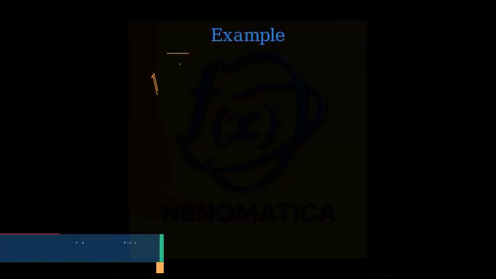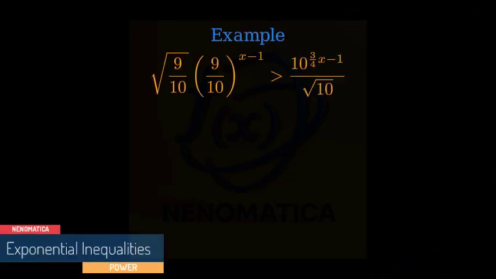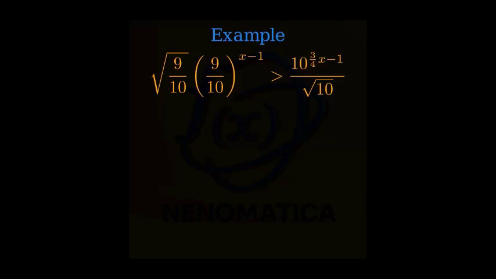Let's look at our example. We need to solve the inequality: the square root of 9 over 10 multiplied by 9 over 10 raised to the power of x minus 1 is greater than 10 to the power of 3/4 x minus 1, all over square root of 10. This is a complex exponential inequality, but we'll solve it systematically using properties of logarithms and algebraic manipulation.